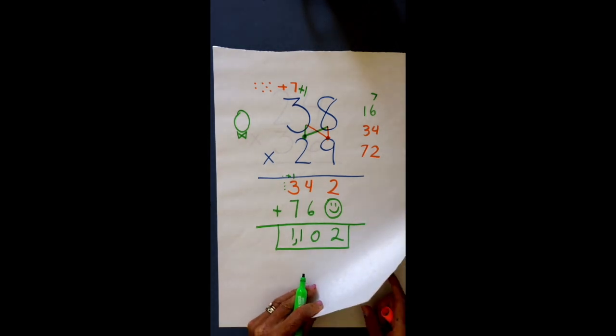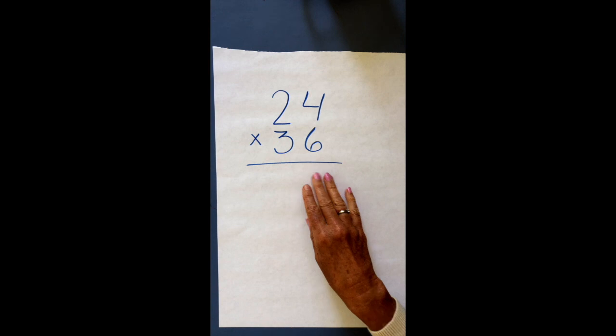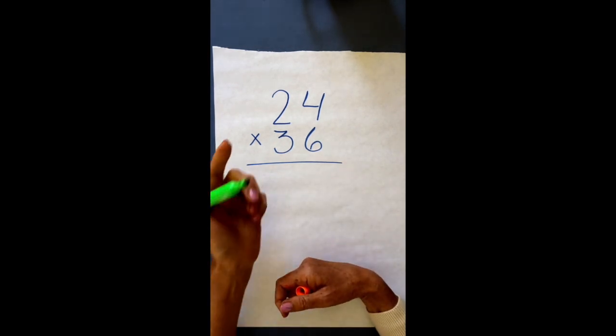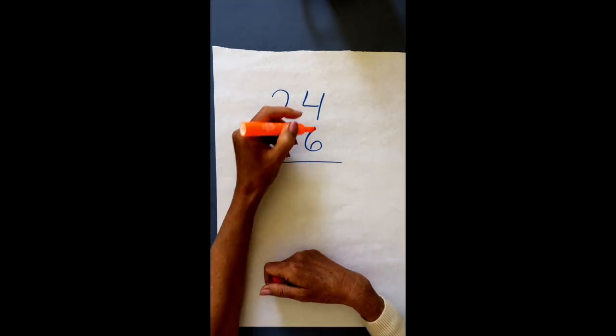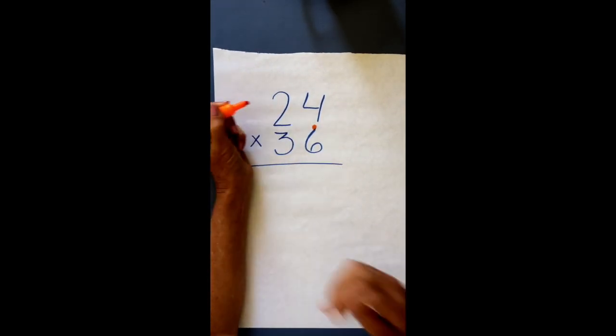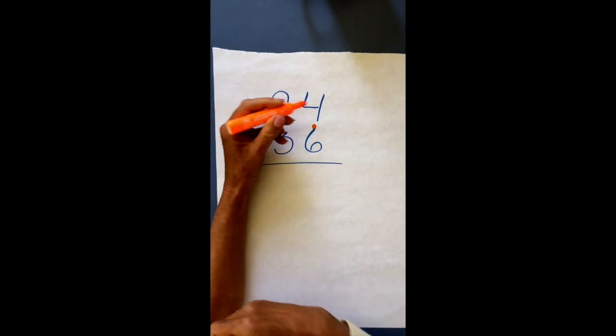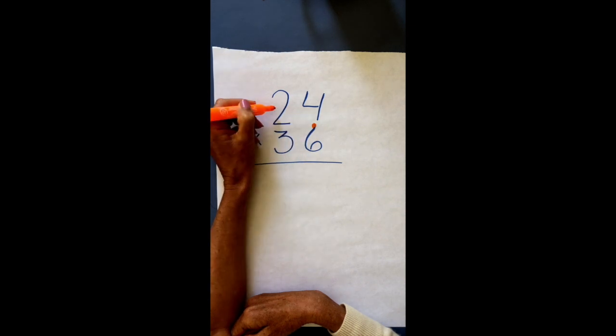Now I'm going to do another example. What you might want to do is turn the video off at this point, do this problem, and then see if you get the same answer as I did. All right, so the first thing I do is I go to the ones house on the bottom number, and I just put a dot. And now I'm going to solve this problem by first going to the ones place and then going to the tens to make my first V.